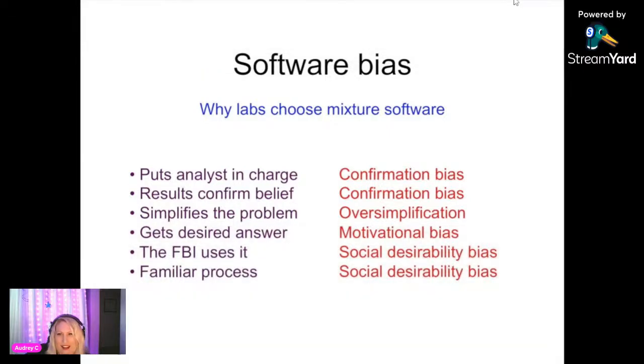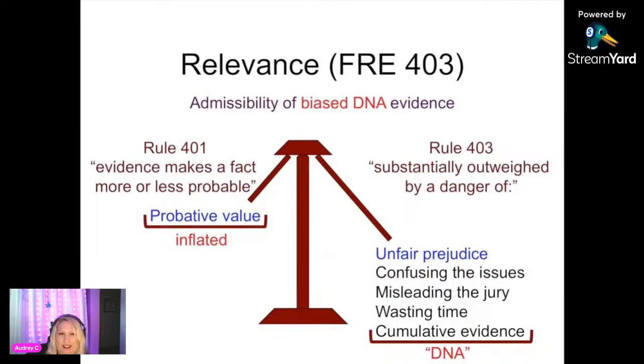Objective, accurate science. How can lawyers keep biased DNA evidence out of the courtroom? One is to make it inadmissible by filing and getting approval for a motion to suppress based on relevance, or the Federal Rules of Evidence 403. The idea of this, as shown on the left, is that evidence makes a fact more or less probable, but the probative value of DNA is often greatly inflated in DNA match statistics. On the right side, we see that Rule 403 says that evidence can be excluded if it's substantially outweighed by a danger of unfair prejudice or other factors like confusing the issues or misleading the jury.